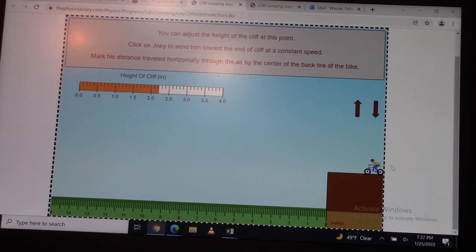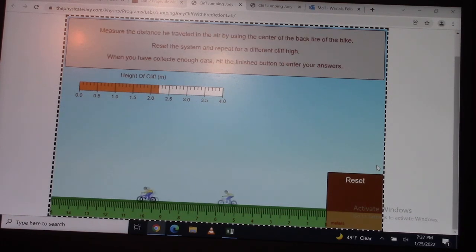Then to launch the person, you click on them, and they launch, right? So now, it's the distance. You're going to measure the distance from here to where the back tire hits. That's also in meters. So it looks like this person went just a little bit more than 5 meters, right? You can get it as close as you can, estimating in between. You write down that value.